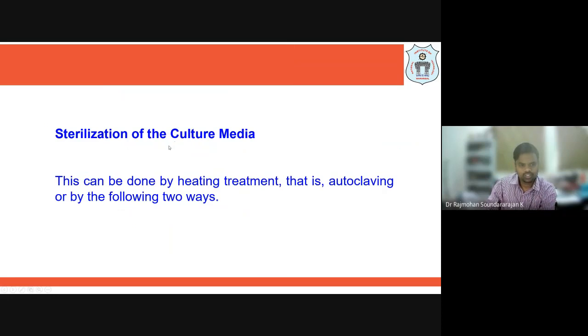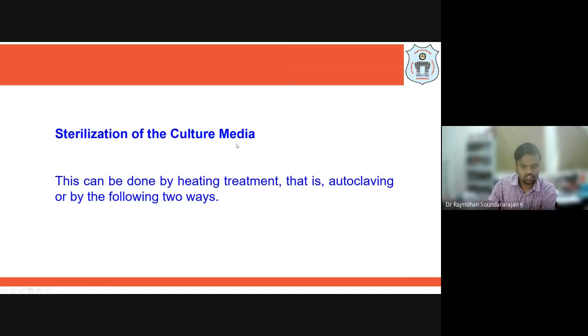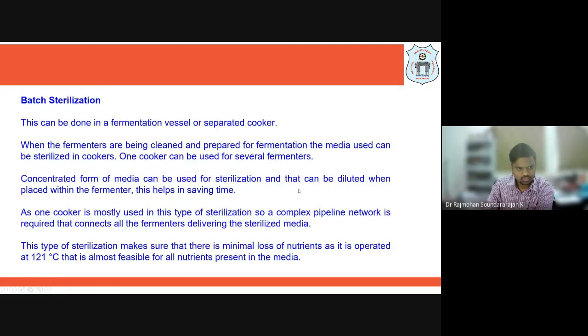And moving on to the sterilization of the culture media, usually culture media sterilization is done by heat treatment, that is by using steam autoclaving. Okay, so it can be done in two ways. If it is for batch operations, easily you can take the batch, keep it in the autoclave and do the sterilization. But what if it is a continuous system, where culture media is continuously supplied to the system? How to do the sterilization? Based on that, we can classify them as batch sterilization and continuous sterilization. So those will be the two types of sterilization for culture media.